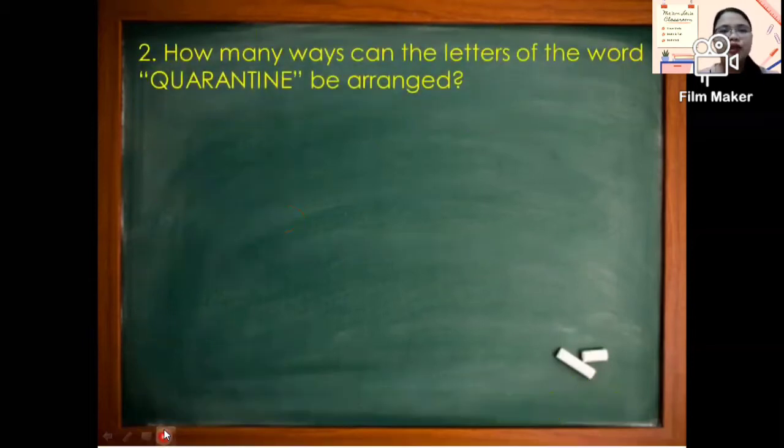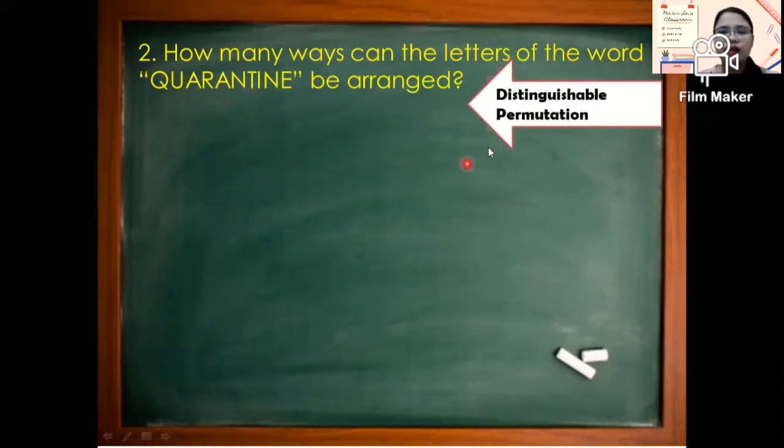Let's have example number 2. In how many ways can the letters of the word quarantine be arranged? Ayan, may keyword na naman tayo, arrange. So, ibig sabihin ito ay permutation. Kaya lang, anong klase siyang permutation? So, kung papansin natin, may mga repeated letters ang word na quarantine. So, therefore, this is an example of distinguishable permutation.